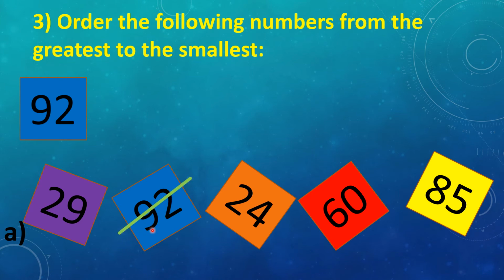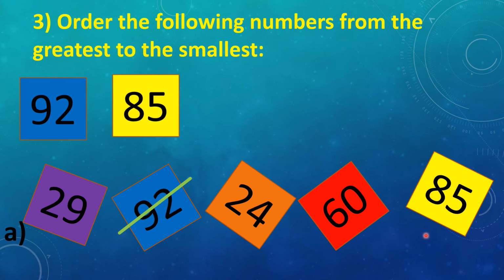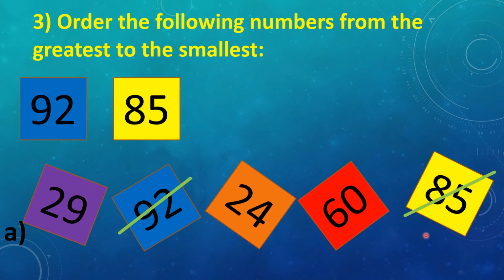Now we have 2, 2, 6, and 8. Which is the greatest? The greatest number is 85. Now we have 2, 2, and 6. Which is the greatest number? The greatest number is 60.